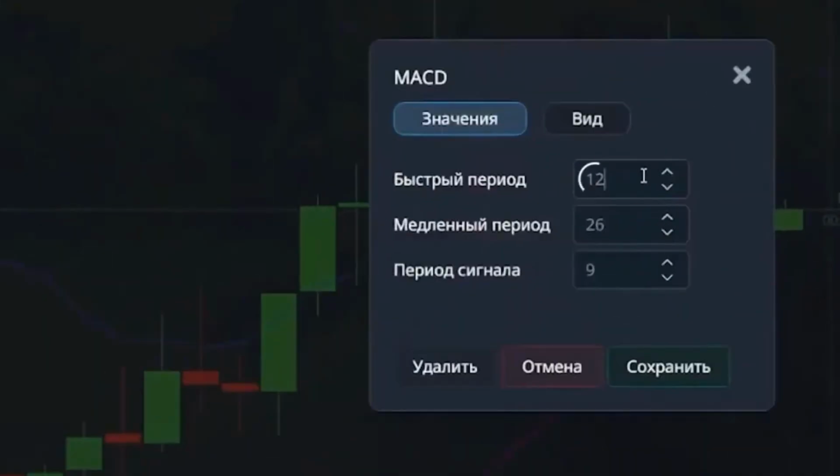So, we've set up the first indicator. Now let's move on to the MACD. Set the fast period to 10. Then the slow period to 20.